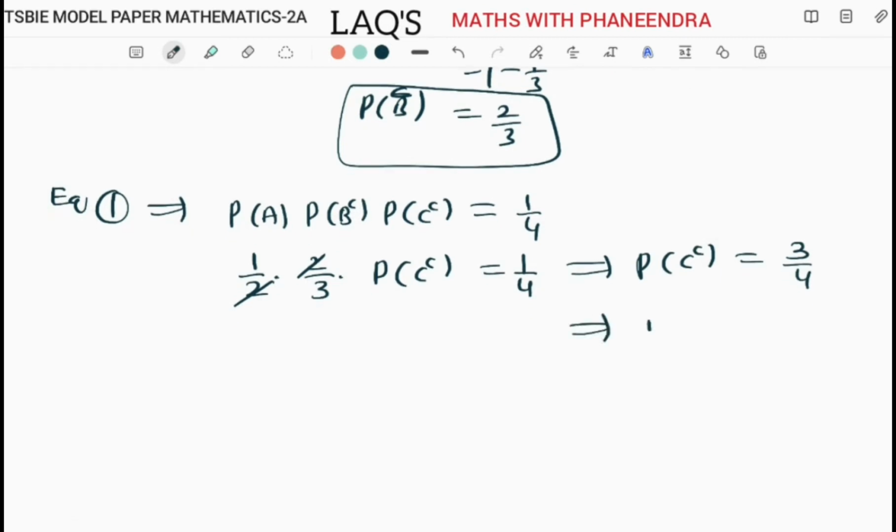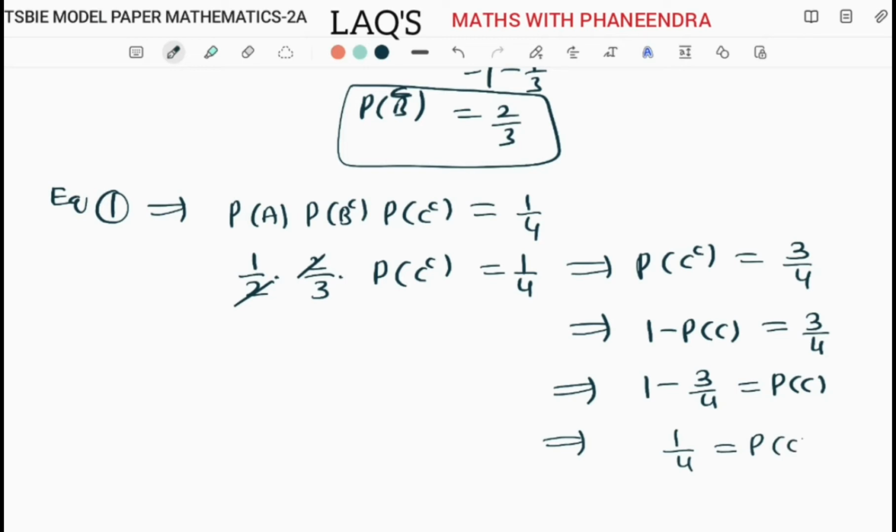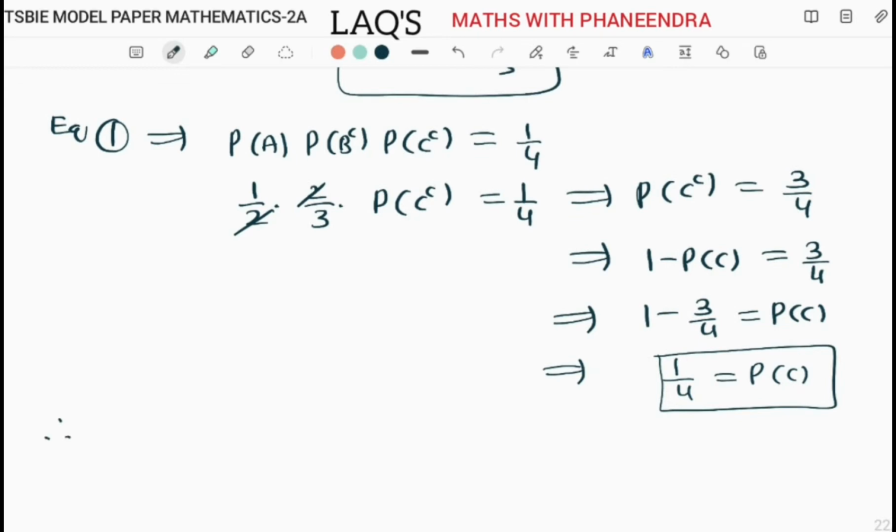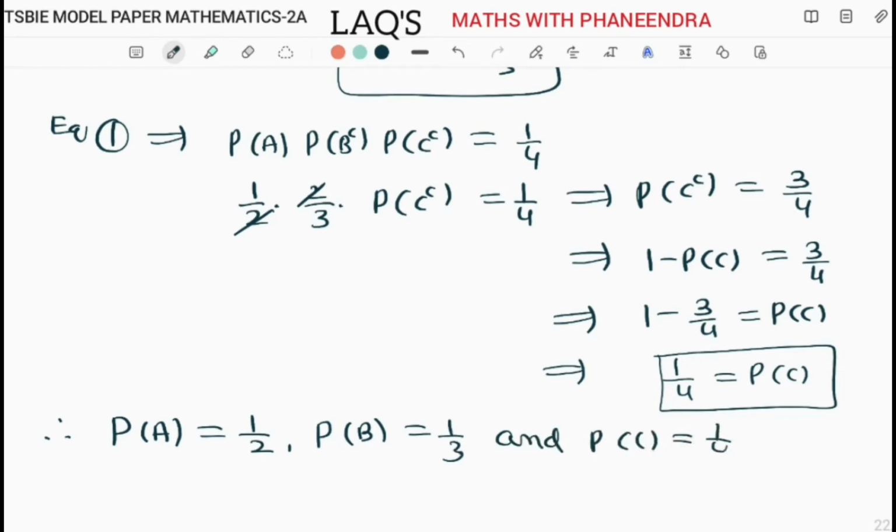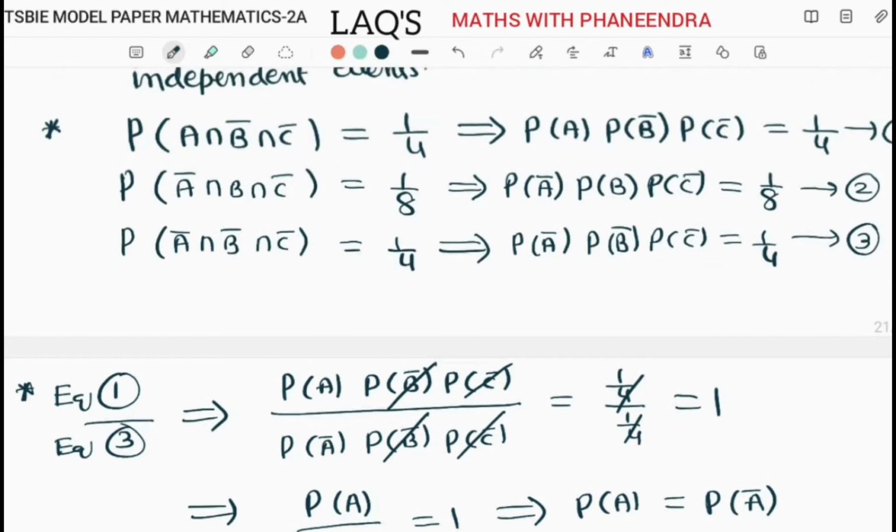That implies that 1 minus P of C is equal to 3 by 4. So 1 minus 3 by 4 is equal to P of C. 4 minus 3 is 1. 1 by 4 is equal to P of C. So therefore the required probabilities, the values of P of A is equal to 1 by 2, P of B is equal to 1 by 3, and P of C is equal to 1 by 4. They are asking to find these values only. We got it here, students. So once again I'll scroll up the question.